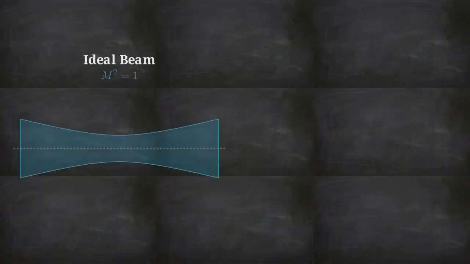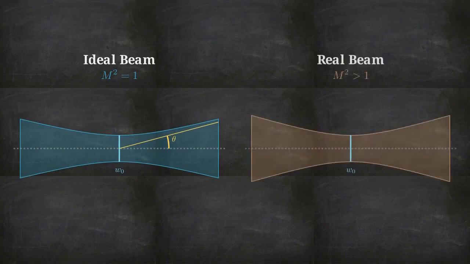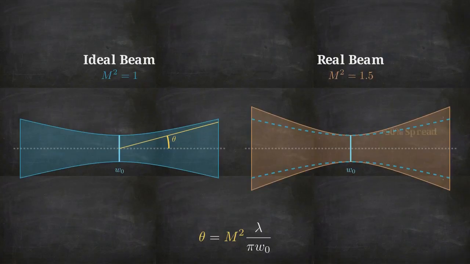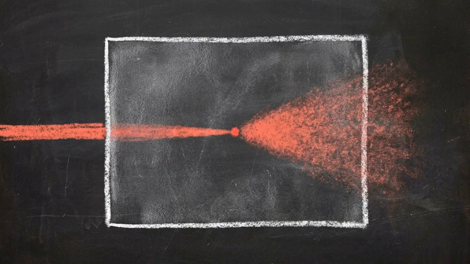An ideal diffraction-limited beam has an M² of 1. For any real beam, M² is greater than 1. This value acts as a multiplier on the divergence angle. If a beam has an M² of 1.5, it spreads 50% faster than an ideal Gaussian with the same waist size. This excess divergence also compresses the Rayleigh range, shortening the distance over which the beam stays tightly focused.